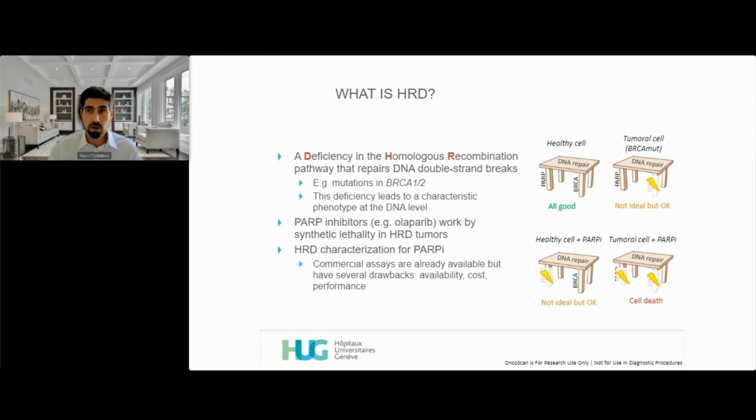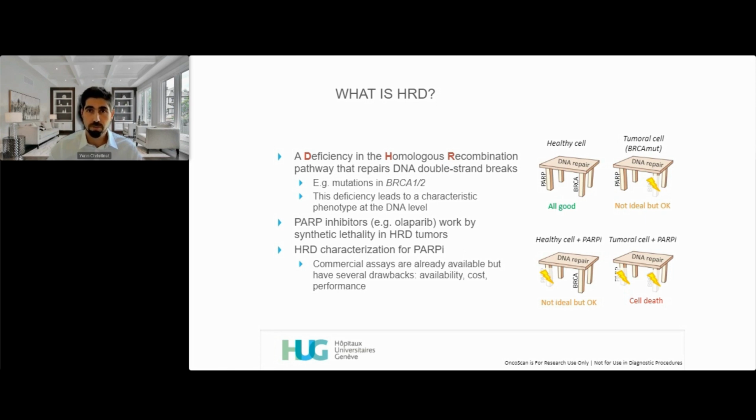Now, we want to look into HRD because we know that we have a drug that is associated with it. PARP inhibitors work by synthetic lethality. So what is synthetic lethality? Let's assume we have a cell, and we have a table in the cell. It's quite abstract, I know. The DNA repair is on the table, and we have one leg, which is BRCA, and the other one is PARP.